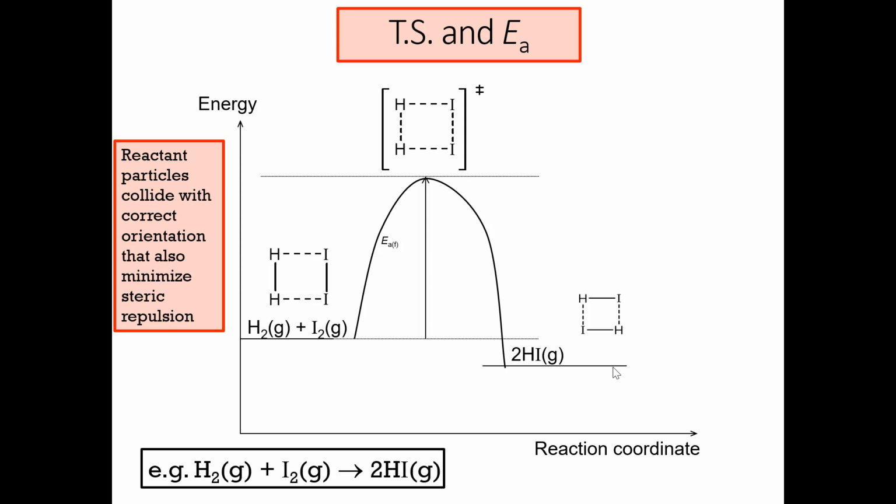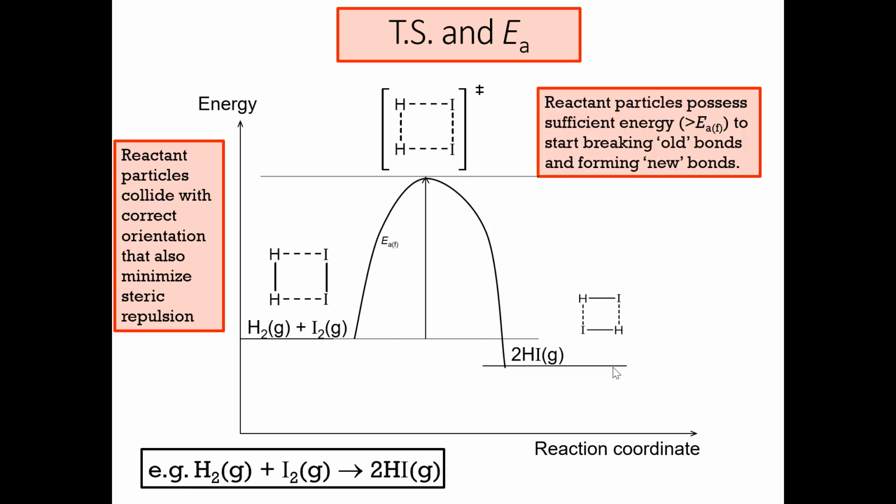Reactant particles need to collide with the correct orientation so that they minimize steric repulsion, and possess sufficient energy to start breaking the old bonds and forming new bonds during the transition state. So the bonds are partially broken and new bonds are partially formed. The old bonds are now broken at the product stage, and the new bonds are all formed at the final stage.